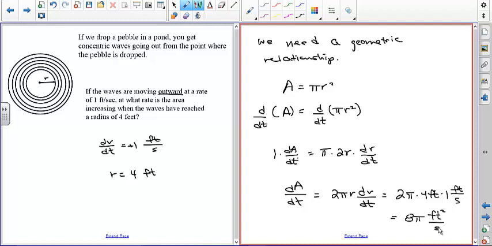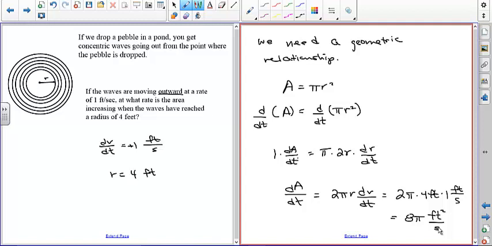So it's kind of like physics in that units are important. And it makes sense because area is in length squared, in this case feet squared, and time is in seconds, so the result should be in the correct units, which it is. So the rate of change of area with respect to time is positive 8 pi feet squared per second at a radius of 4 feet.